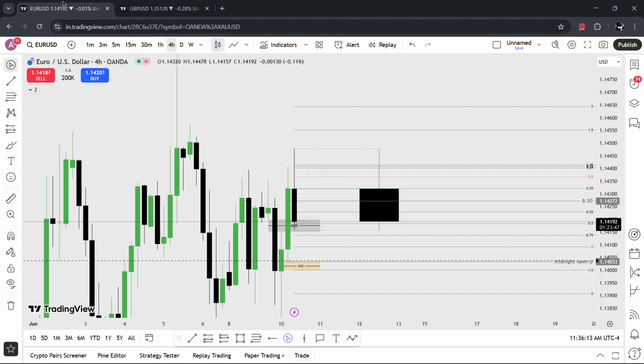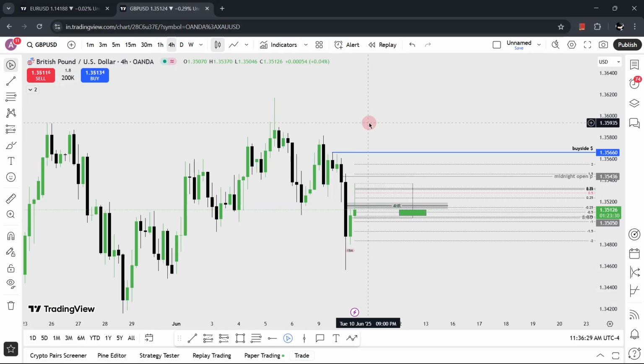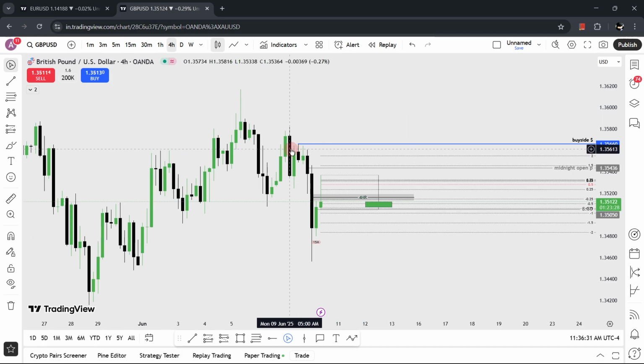I think you can see these two relative equal highs. This is Monday's 5 p.m. high and Monday's 5 a.m. high. These were two relative equal highs, and the same highs here. These relative equal highs in GBP, let us say a target or buy side liquidity testing here.